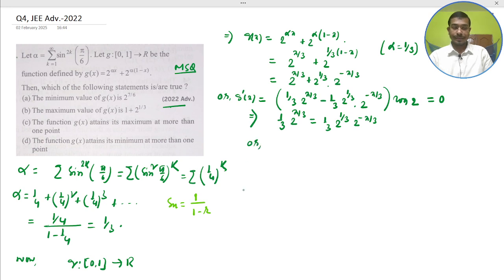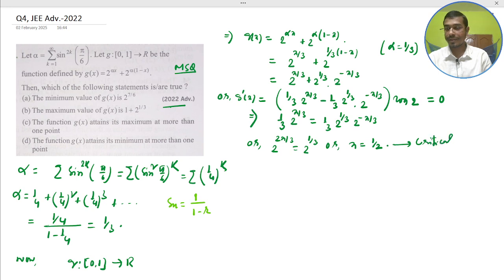So 2 to the power 2x by 3 on the left hand side, and the right hand side 2 to the power 1/3. So you have to find the value of x, that would become the half. X value should be half. So x equal to half be a critical point. This is the critical point in the mathematical language, or this is called in the physics language critical point.